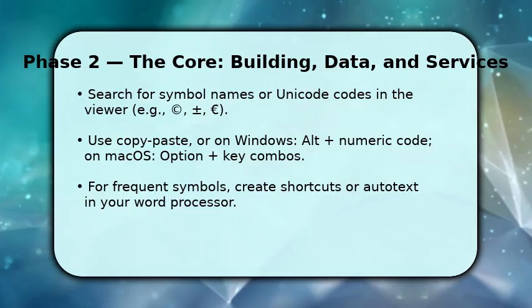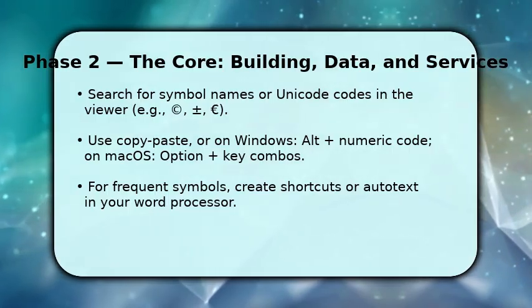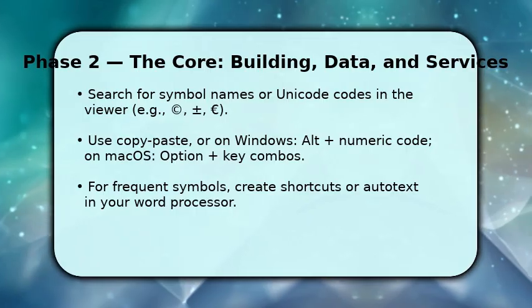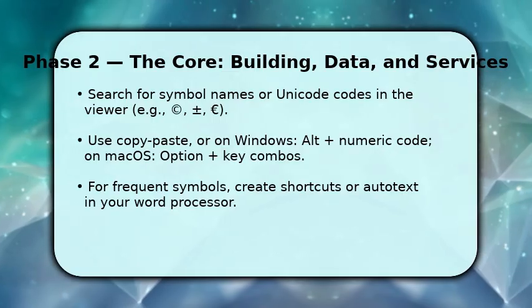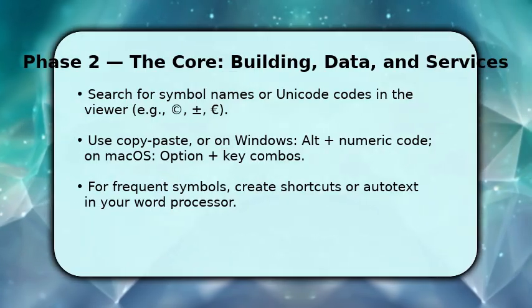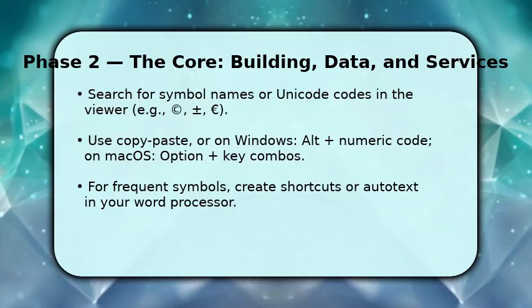On macOS, use Option key combinations for common glyphs. Once you understand both methods, make shortcuts or auto-text entries for things you use often. That reduces future effort significantly and makes typing consistent.